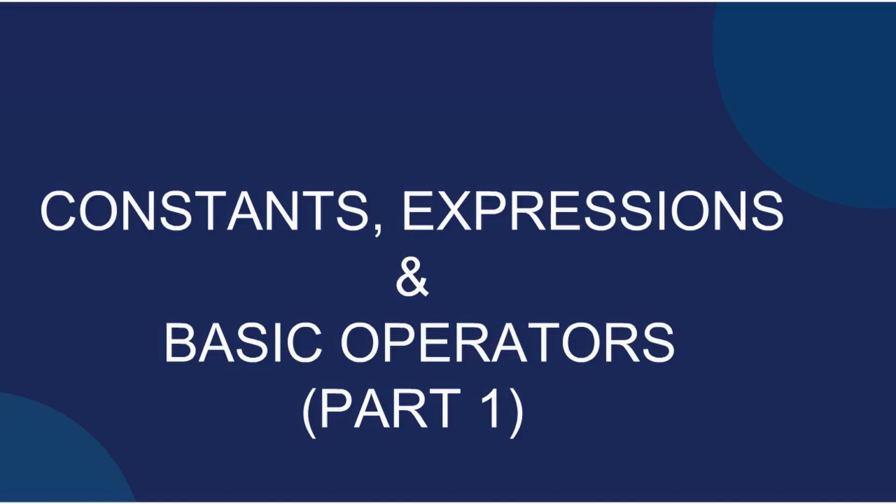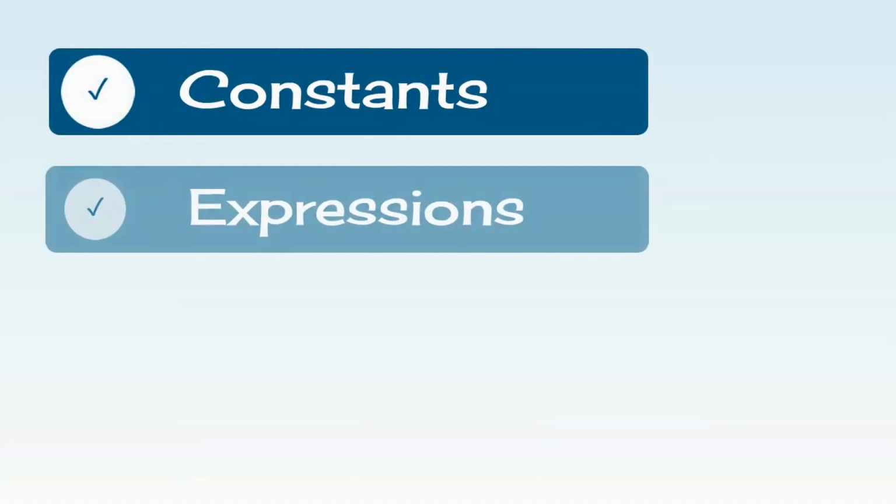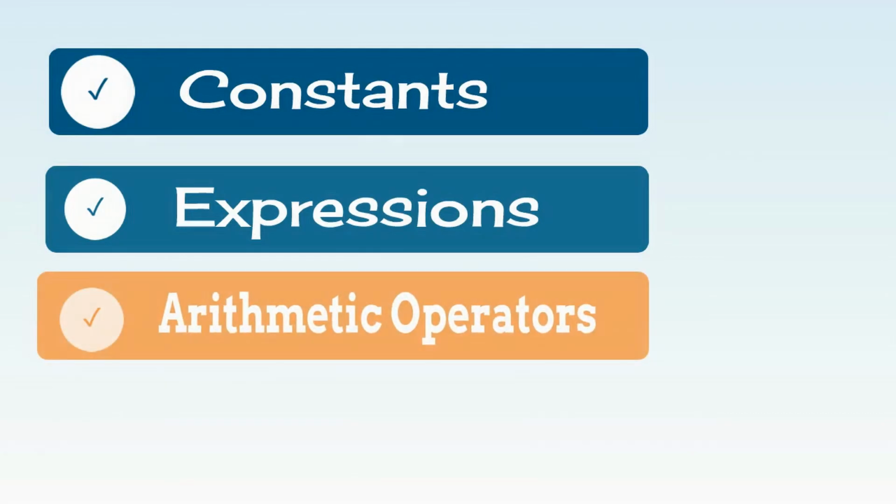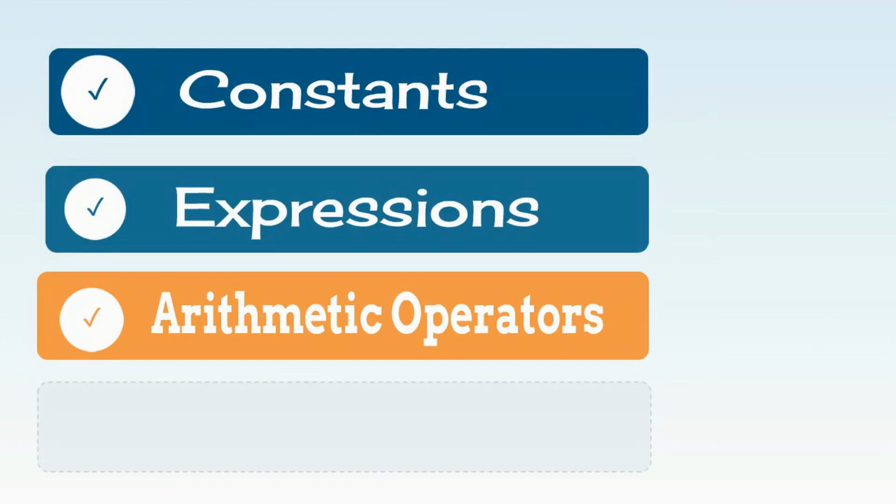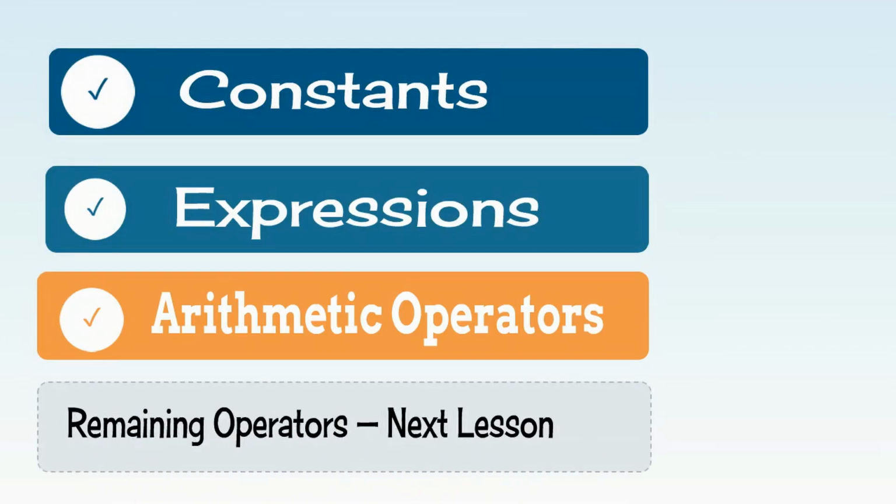To do this, in addition to variables, we need to understand constants, expressions, and operators. Today we'll begin by learning about constants, expressions, and the basic arithmetic operators. In the next lesson, we'll continue with the remaining operators that are needed before we study control statements. Let's get started. What is a constant?